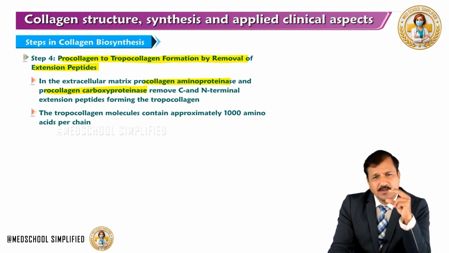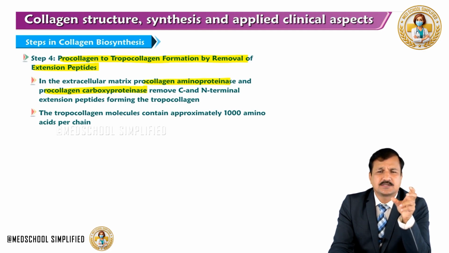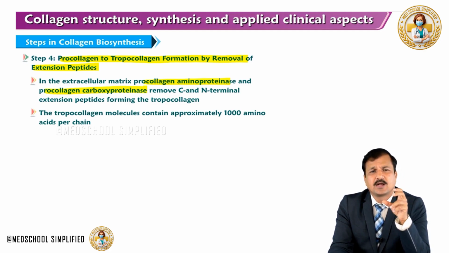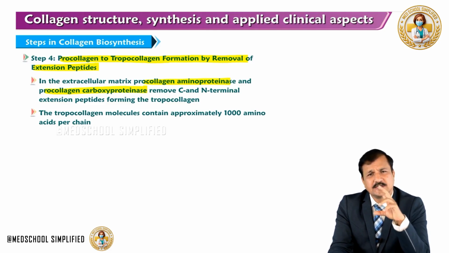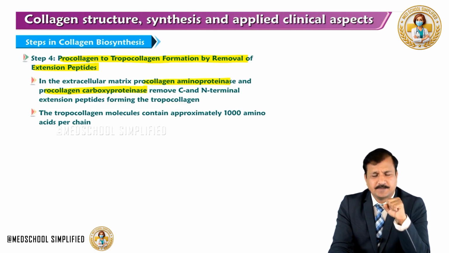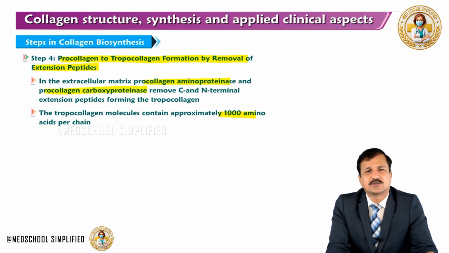The removal of the extension peptides at the amino terminus is done by procollagen aminoproteinases, and C-terminus extensions are removed by procollagen carboxyproteinases. So with this, procollagen is converted into tropocollagen. Now the tropocollagen molecule contains about 1000 amino acids per chain.